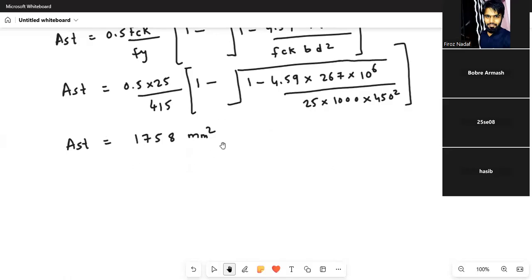This is the main reinforcement that we have gotten. For the main reinforcement, we will provide the main bar. So I will be using a 20 mm diameter bar.